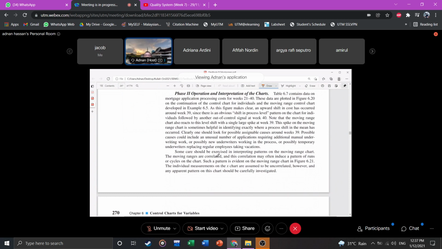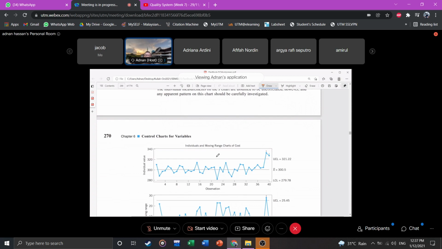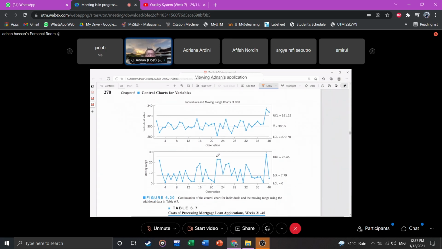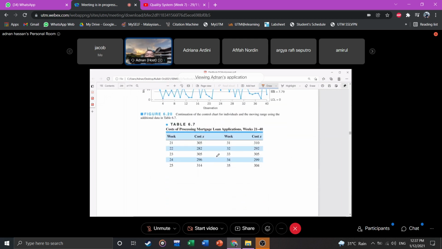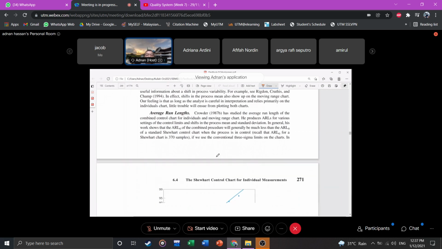Okay, phase 2 and interpretation of chart. I think we have discussed this before. We need 2 phases when we prepare a control chart, especially at the beginning of any control charting procedure, the process is unstable. So what we do is we remove the unstable point, assuming there is an assignable cause, and we recalculate again. Here we calculate again the center line and the control limits.